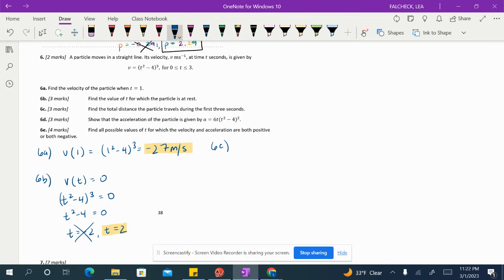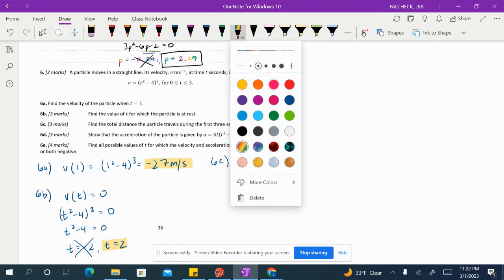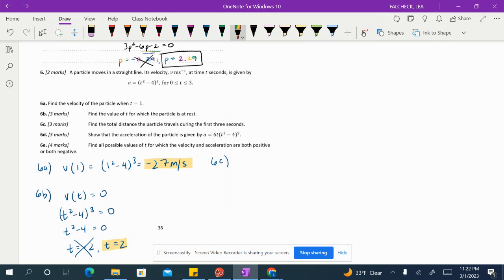6c. Find the total distance the particle travels during the first 3 seconds. Okay, so 6 is a calculator question. I forgot to mention that. It is a calculator question.